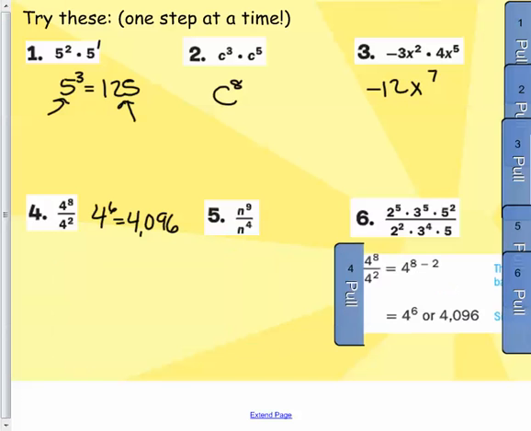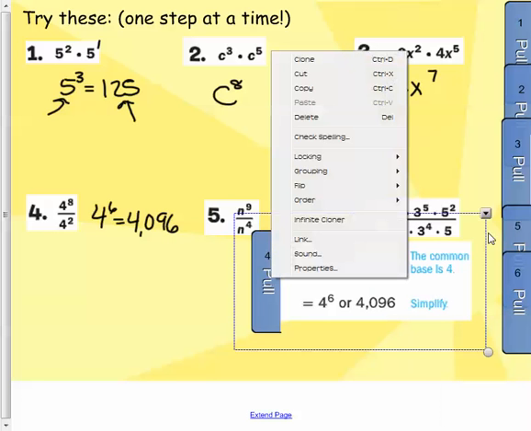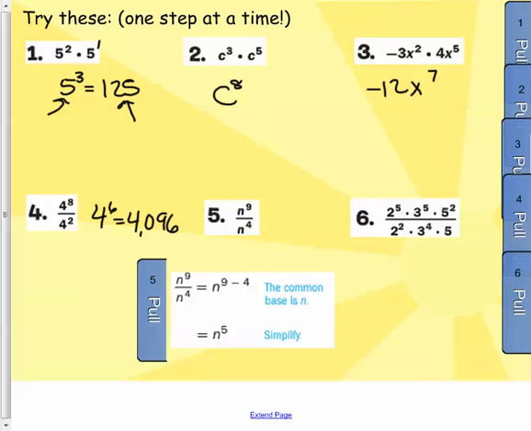Okay, what about the fifth one? Again, we would subtract and we would get n to the 5th power because 9 minus 4 is 5.